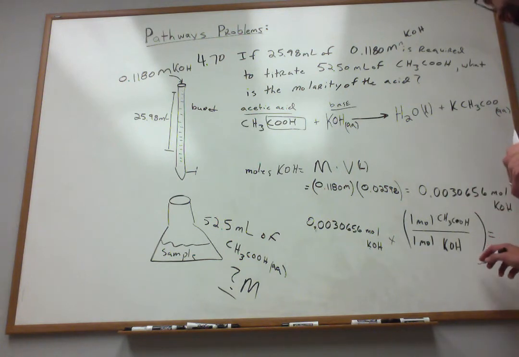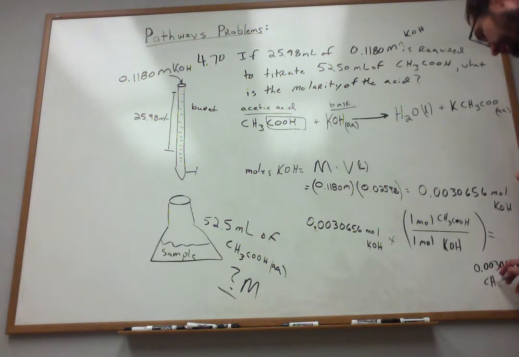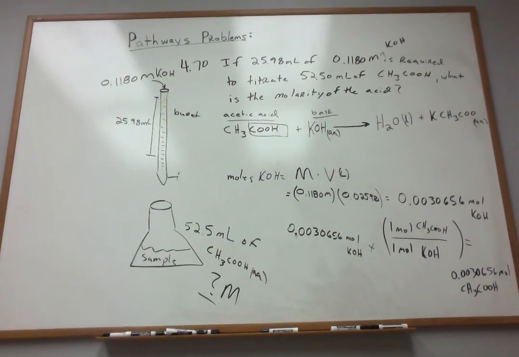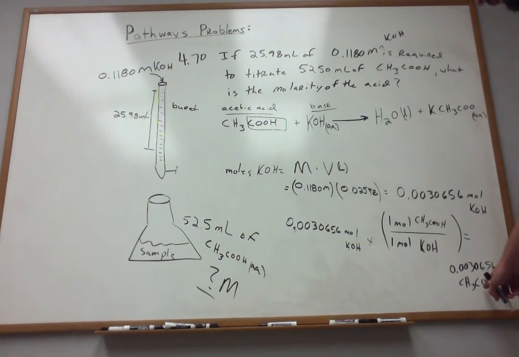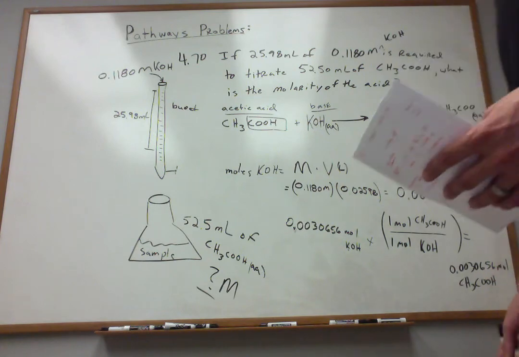And that's important because then I know that in this titration, I've also consumed 0.0030656 mole of my acetic acid. I've consumed equimolar quantities here, right? Okay, so it's the same number of moles. So I've consumed the same exact number of moles. It's a 1-to-1 stoichiometry. Now, why is that important?